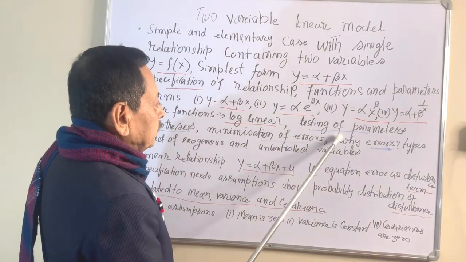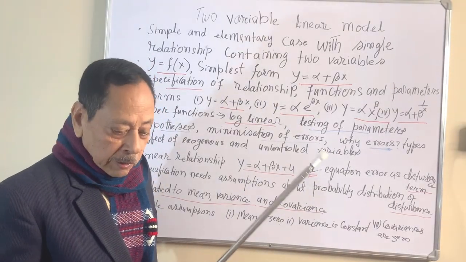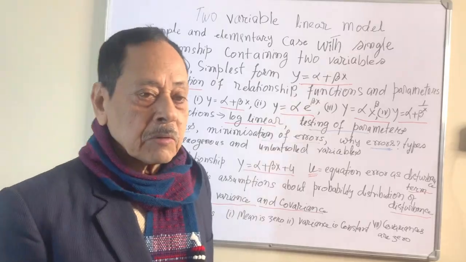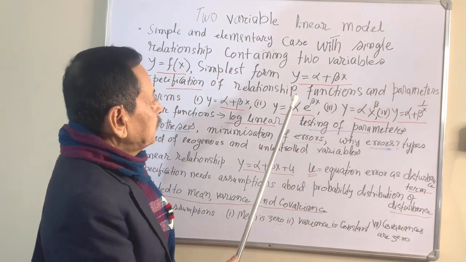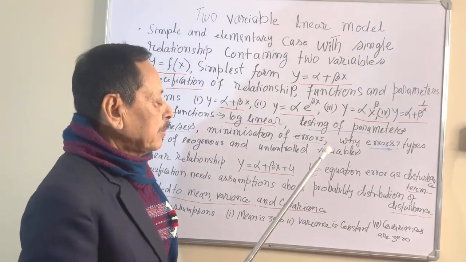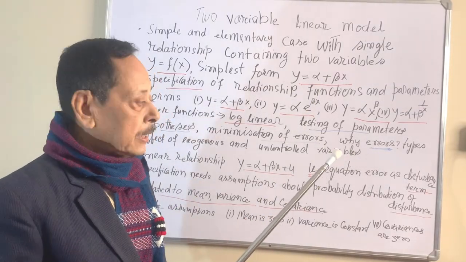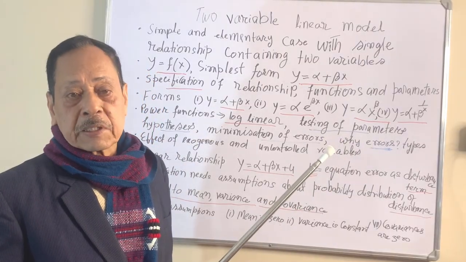Then sometimes specification errors are also there, that according to the data we have got, say the best fit is linear, but we have fitted a log linear. Then also we may not expect the actual parameters.